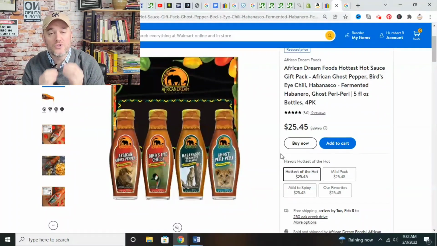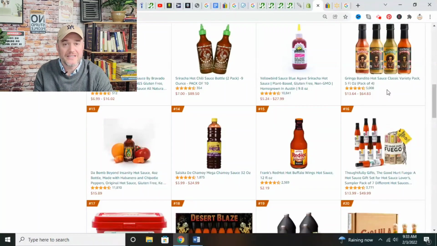Now, when you create your food product, also take a look at one other thing you want to take a look at, which is more specifically the flavor profiles.